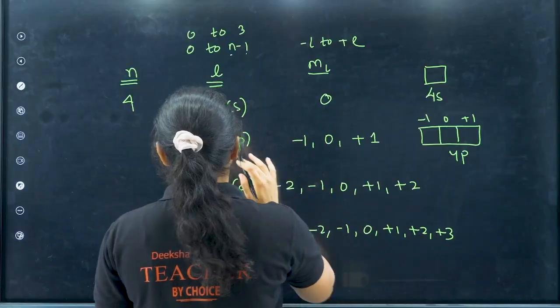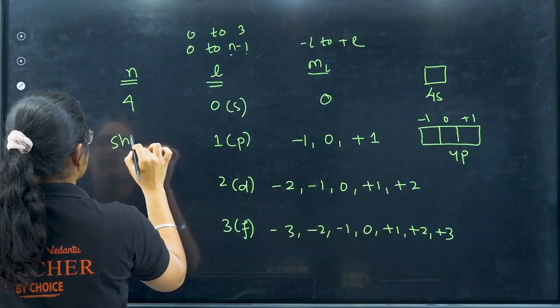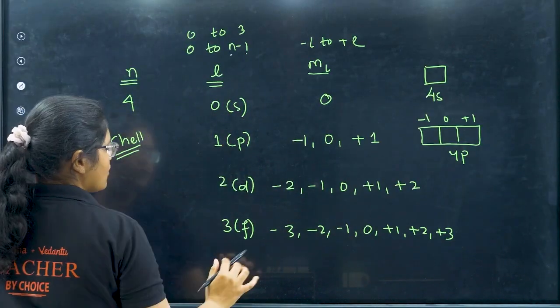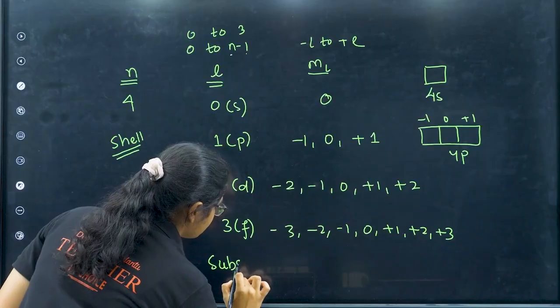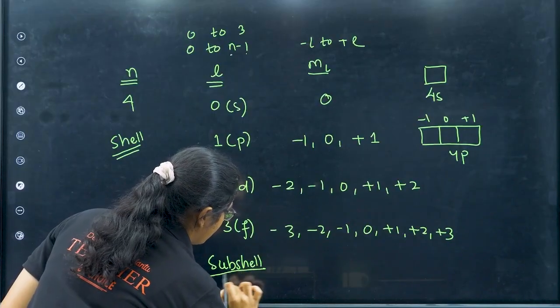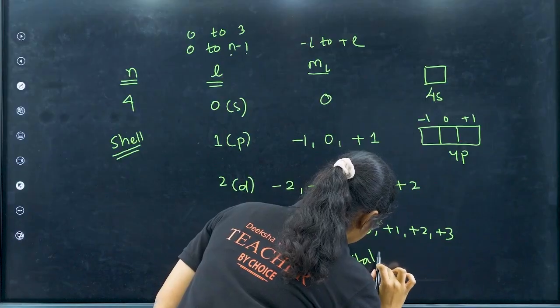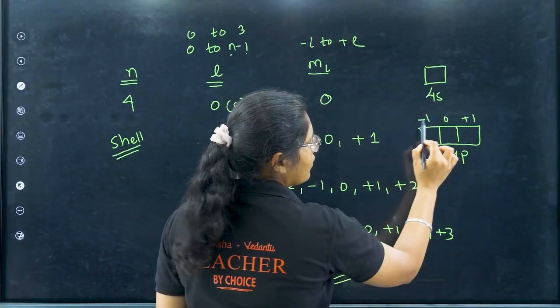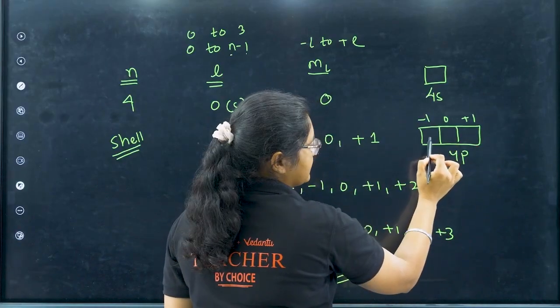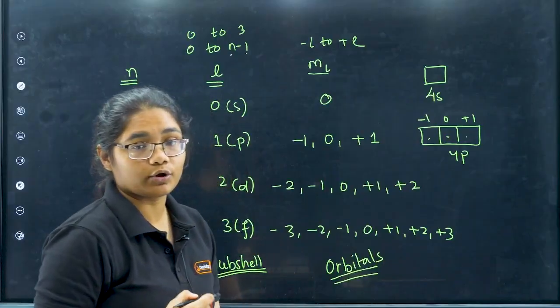Okay, so this is called the shell. Okay, this is called the subshell. Okay, and these are called orbitals. So this whole thing is called the subshell, and inside these 3 boxes, these are your orbitals.